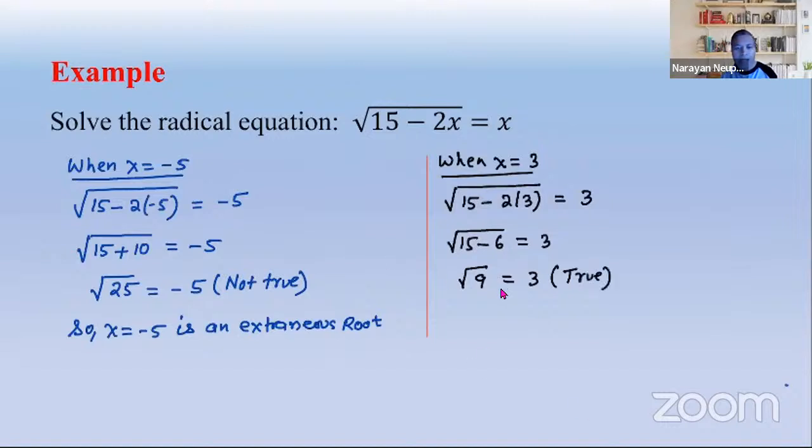So meaning of that is this one, x equal to 3 is the root of the equation. X equal to -5 is not the root. Okay, that is extraneous. But the true root is x equal to 3. So x equal to 3 is the root of the given equation.